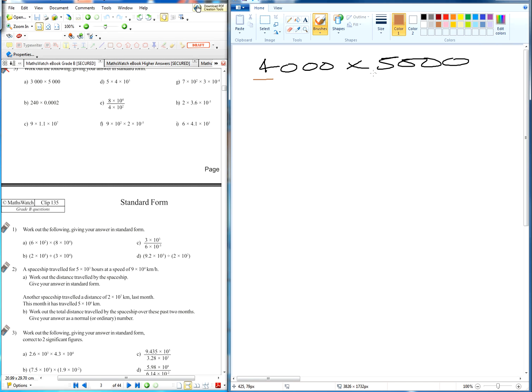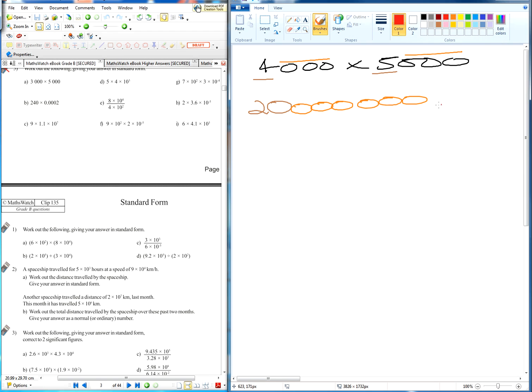First of all, we have 4 times by 5. What's 4 times by 5? 20. And then we have how many zeros here? 3 and another 3, that gives us? Okay. So 4,000 times by 5,000 gives us this big number here. Now we need to change this into standard form.